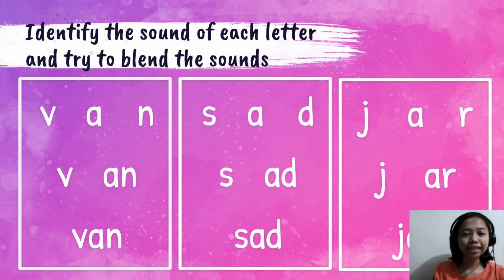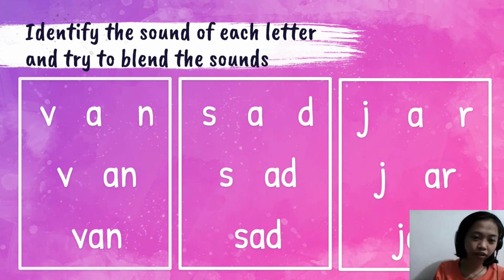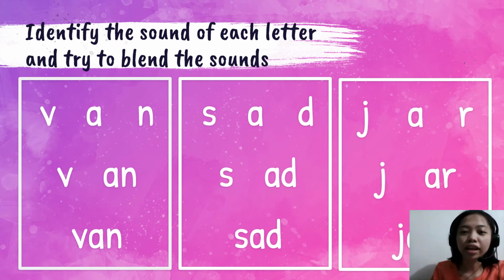Okay, the next slide is another CVC A word. Now let's identify the sound of V, which is V, and the letter A, and then the letter N. Now, if you put together the A and N, it will become an. Very good. Now, V plus an equals, what's the word? Okay, the word is van. Very good.